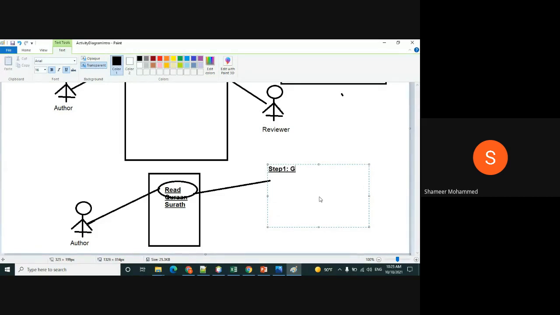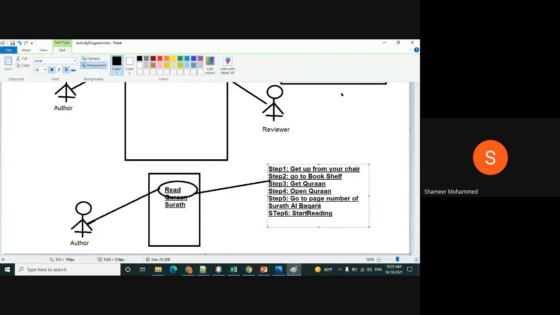Step 1, you get up from your chair. Step 2, go to the bookshelf. Step 3, get the Quran. Step 4, open the Quran. Step 5, go to the page number of Surat Al-Baqarah. Then you will start reading.